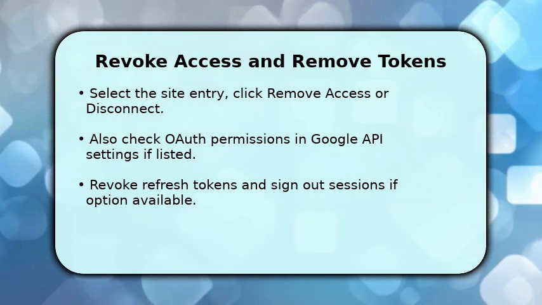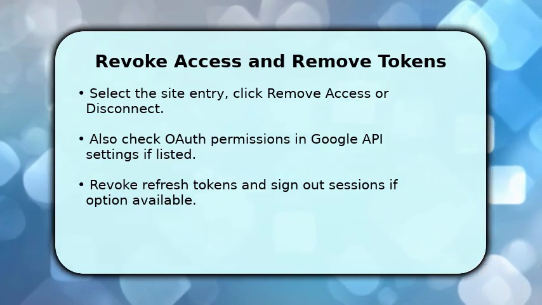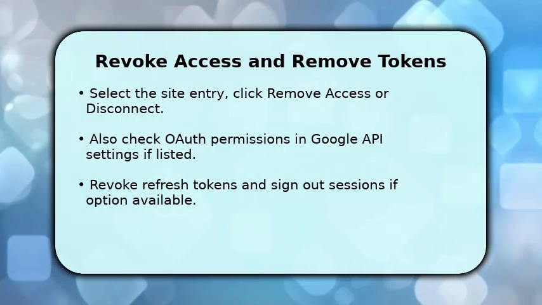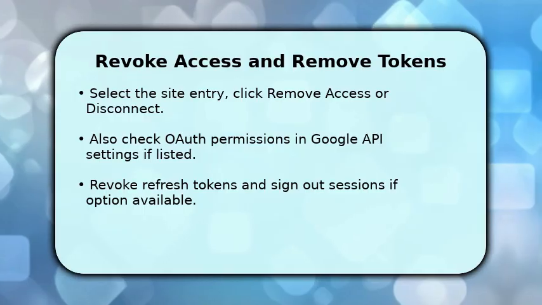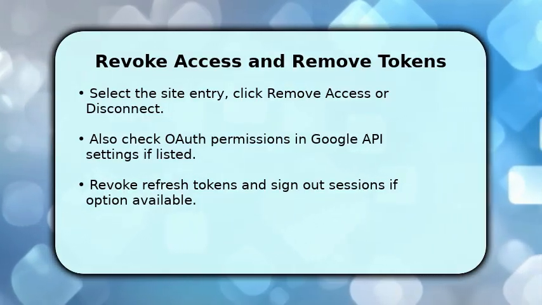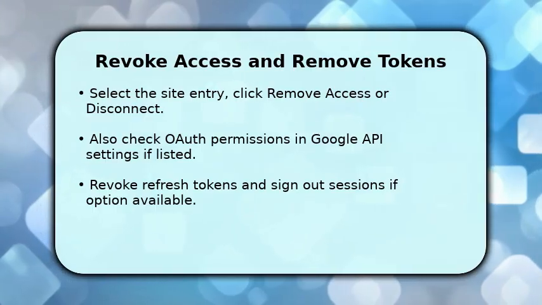Next, revoke the site's permissions by selecting its entry and choosing Remove Access or Disconnect. This severs OAuth tokens and prevents future logins. If the site uses Google APIs, open API permissions and revoke any listed client ID.